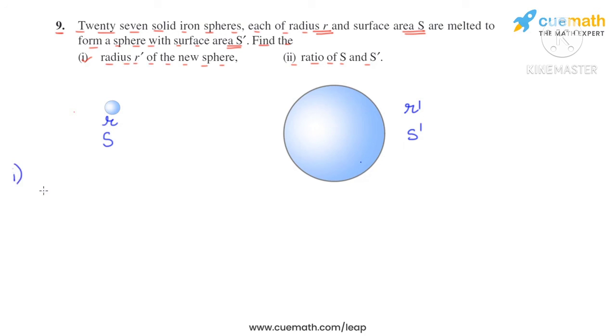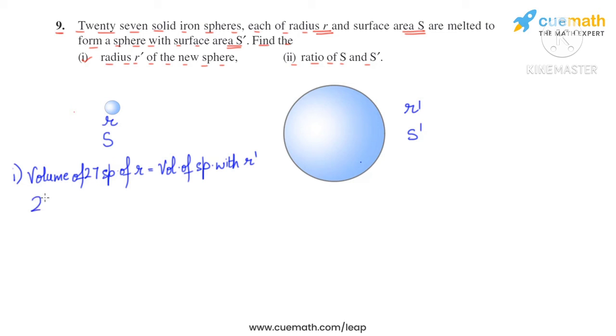So can we say that volume of 27 spheres of radius R should be equal to the volume of sphere with radius r dash, because these 27 solid spheres are melted and the new sphere is formed. It means their volume should be equal.